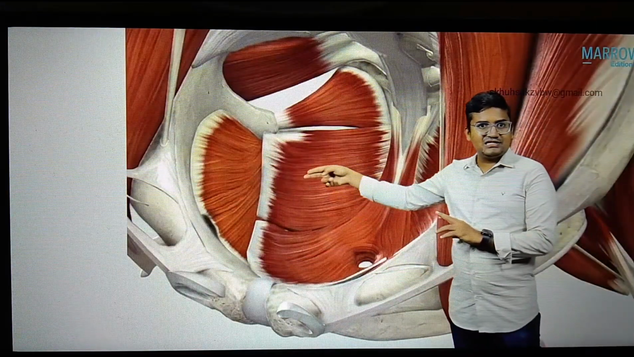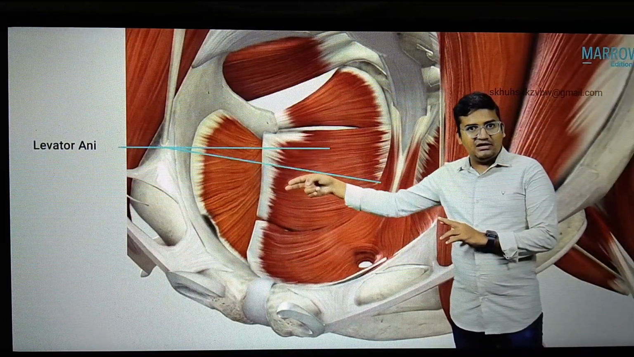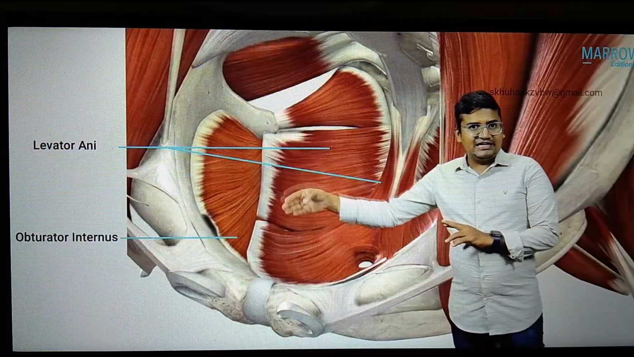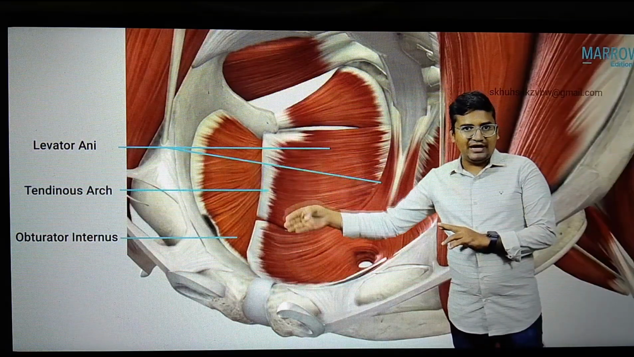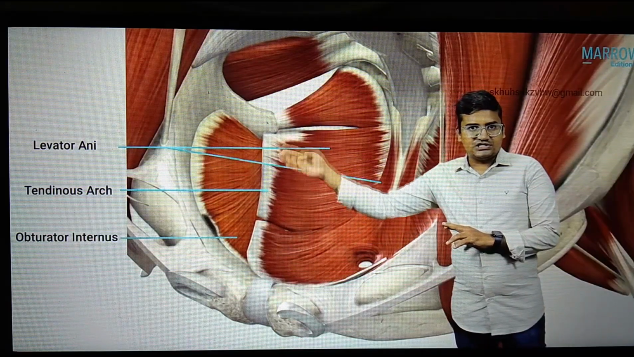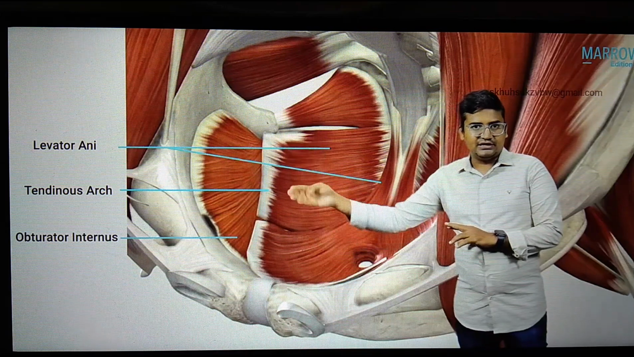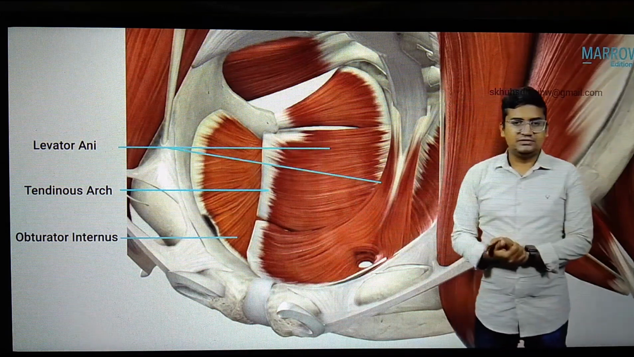And you are seeing the demarcation line between the levator ani muscle and the obturator internus. That is the tendinous arch. You are seeing the white line now. There is a tendinous arch of the obturator fascia.